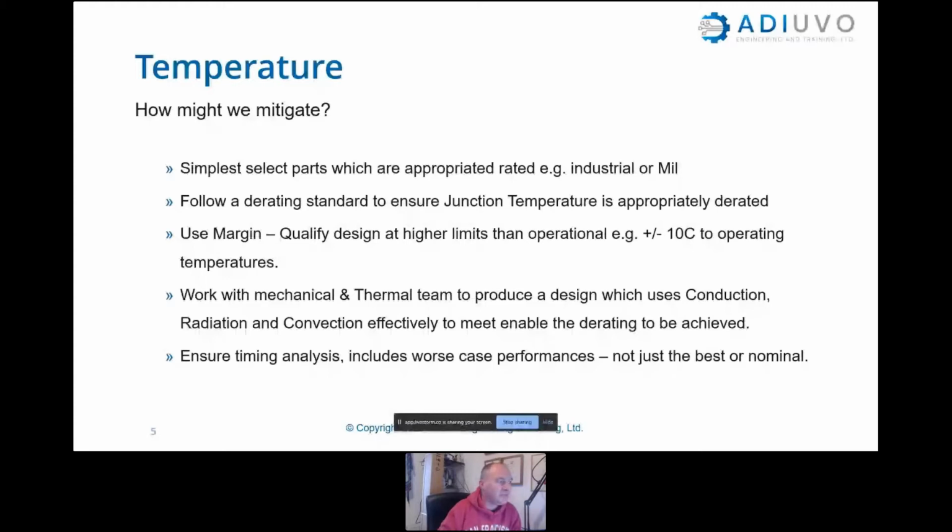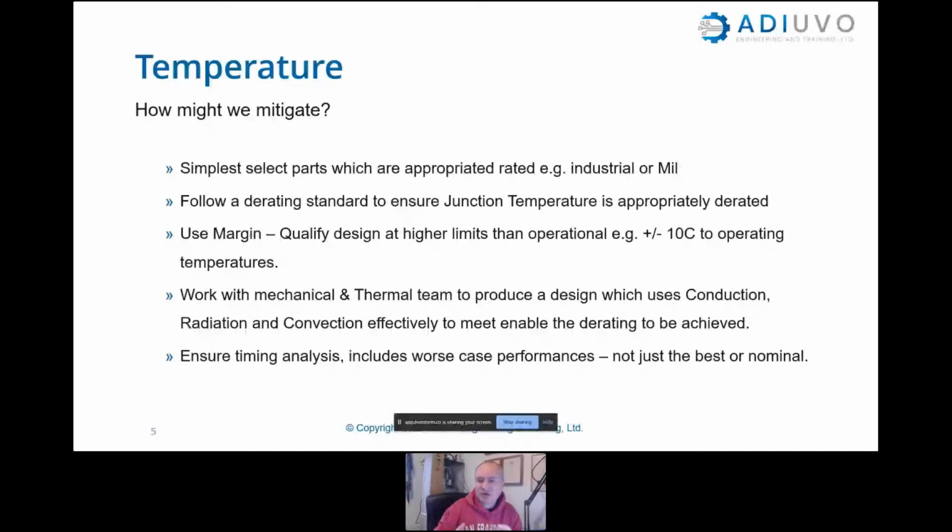So we can select parts that might be rated for industrial or military temperature ranges. We can derate our standards to make sure that we're not always operating at that junction temperature. And we can use additional qualifying margins when we go to do our qualification, such as qualifying against higher and lower temperatures, to make sure that we've got some margin in our system.